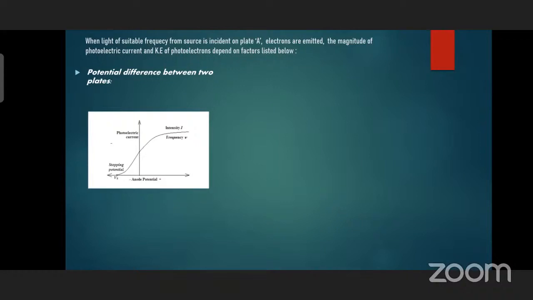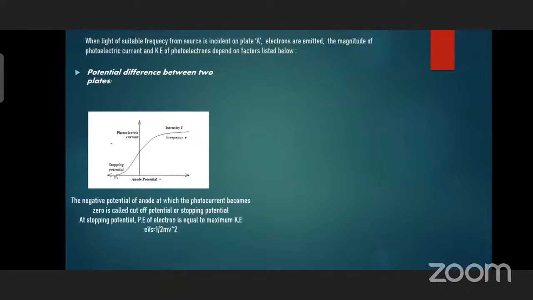However, if the potential of anode B is made negative, the photocurrent decreases. If the retarding potential is increased further, the photocurrent decreases and becomes zero at a certain value. The negative potential of the anode at which the photocurrent becomes zero is called the cutoff potential or stopping potential. At stopping potential, the potential energy of electrons is equal to the maximum kinetic energy. That is, eVs equals half m v max squared, where Vs is the stopping potential.